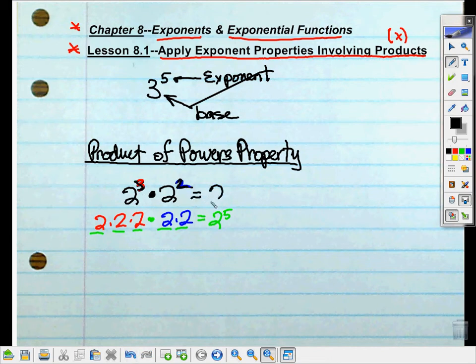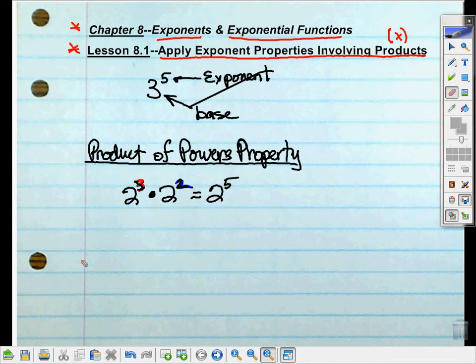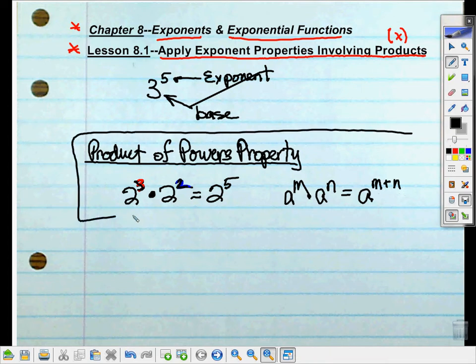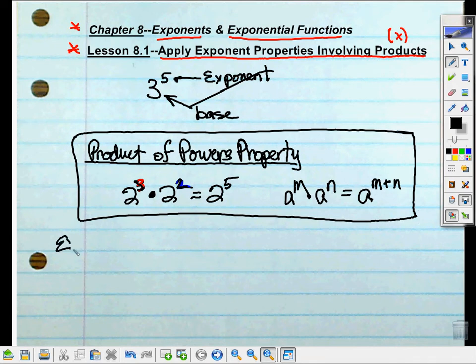we have 2, and we could add the 3 and the 2 as far as the exponents together to get 2 to the 5th power. So you don't need to write all this out. We'll erase it. We'll get rid of it. That's it written out with numbers, and if you want to see it written out with variables, it would be to have something like a to the mth power times a to the nth power, and that would become a to the m plus n power. And that right there is what's known as the product of powers property.